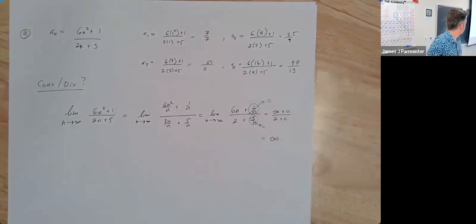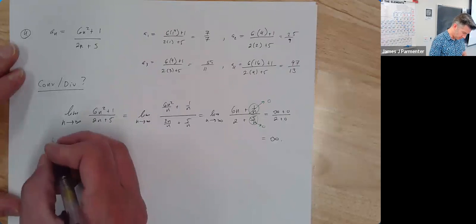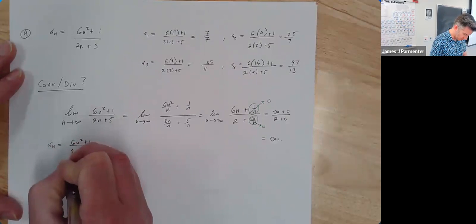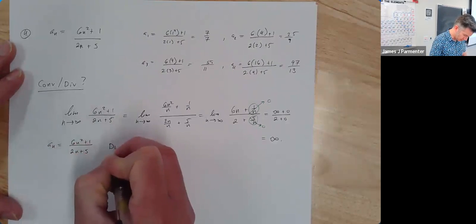So be careful here. The sequence does not converge to infinity. You cannot have something getting closer and closer and closer to infinity. It's not a real number. So when your limit's infinity, the sequence does diverge because the sequence isn't getting close to a specific number. So this sequence, a sub n equal to 6n squared plus 1 over 2n plus 5 diverges.